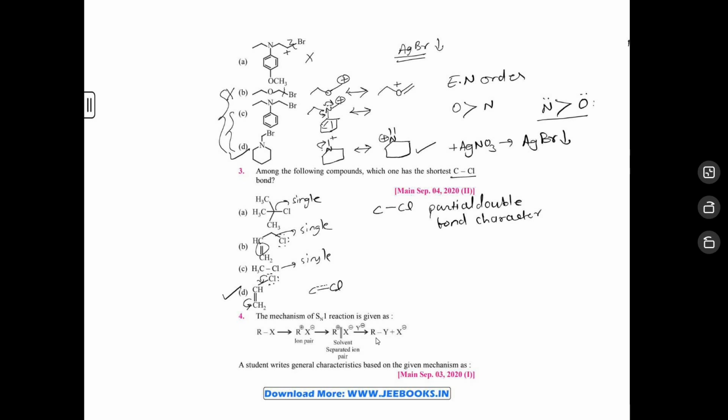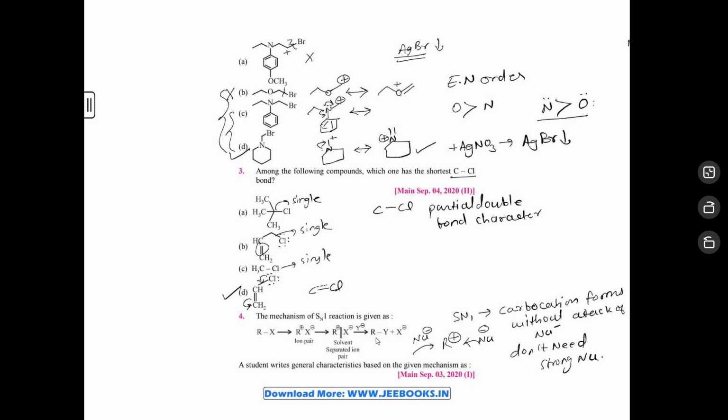the compounds. So in SN1 reaction, we know that the carbocation is formed without attack of the nucleophile. So you don't need a strong nucleophile, and this carbocation has planar geometry. Therefore the nucleophile can attack from the front and from the back to give racemization of the compound. Now let's see what the options are.